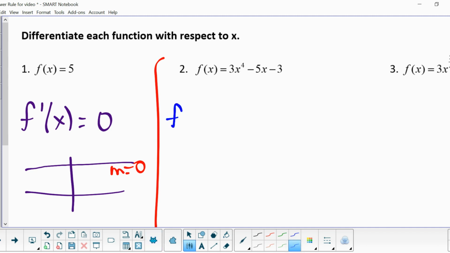Okay, the derivative of number 2 here is just a power rule. So you're going to take each part and pull the power out front separately. So this becomes 12x to the third. 4 comes out front, multiplied by the 3. The derivative of something to the first power is just the coefficient. And the derivative of a constant is 0. So that's our answer.